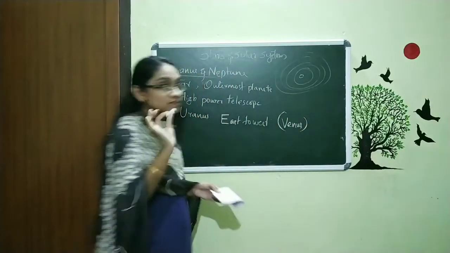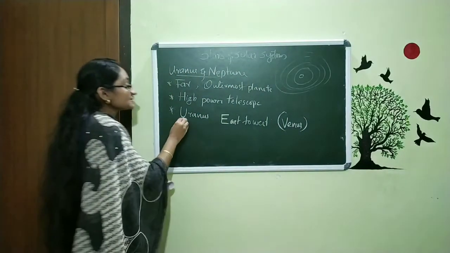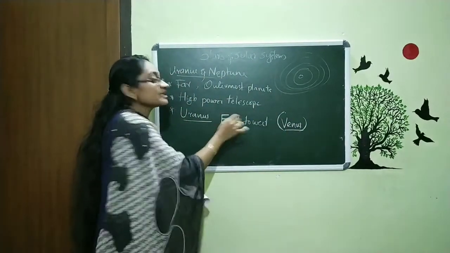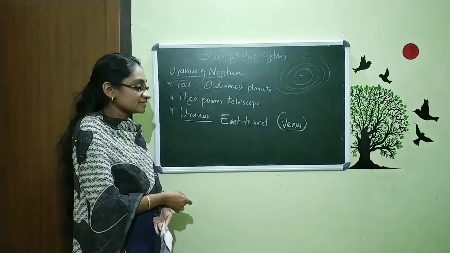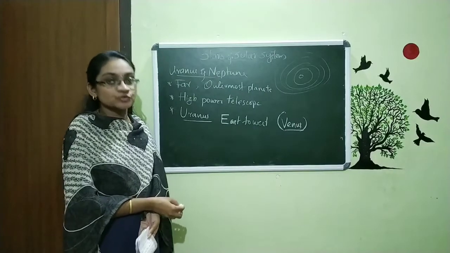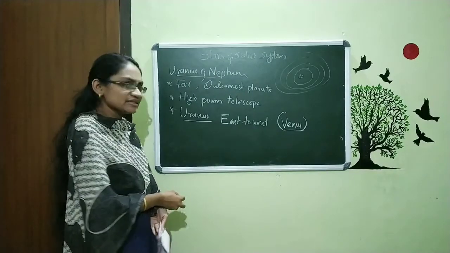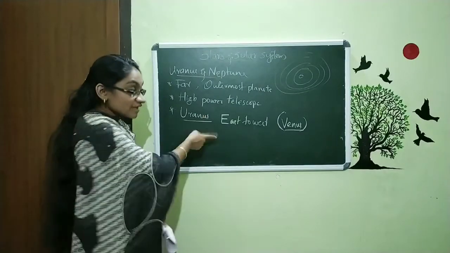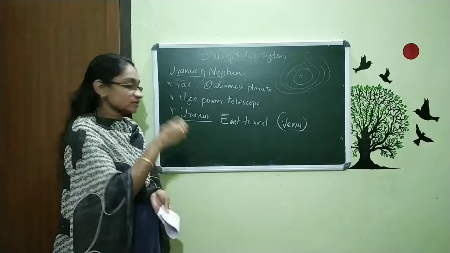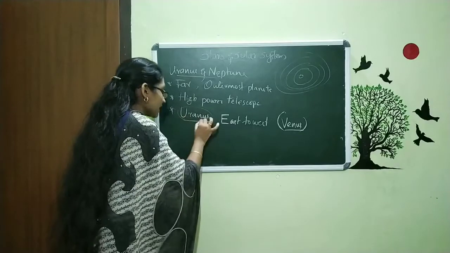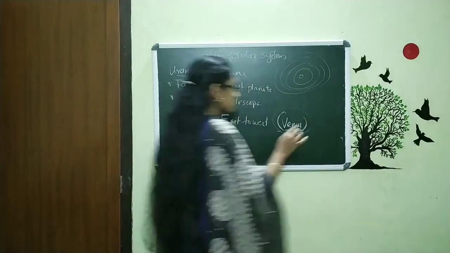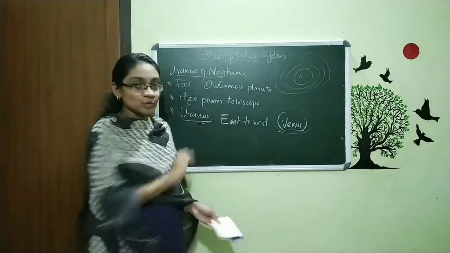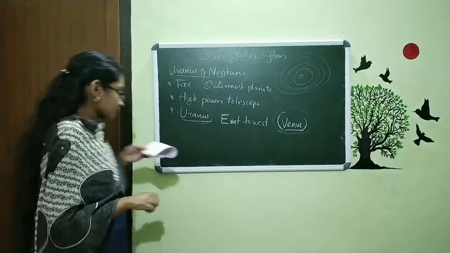So, in the solar system, only Uranus and Venus rotate from east to west. All other planets rotate from west to east. So, you want to remember that our Earth is also rotating from west to east. The two planets Uranus and Venus are rotating in the reverse direction of the Earth, that means east to west. Just put it in your mind.